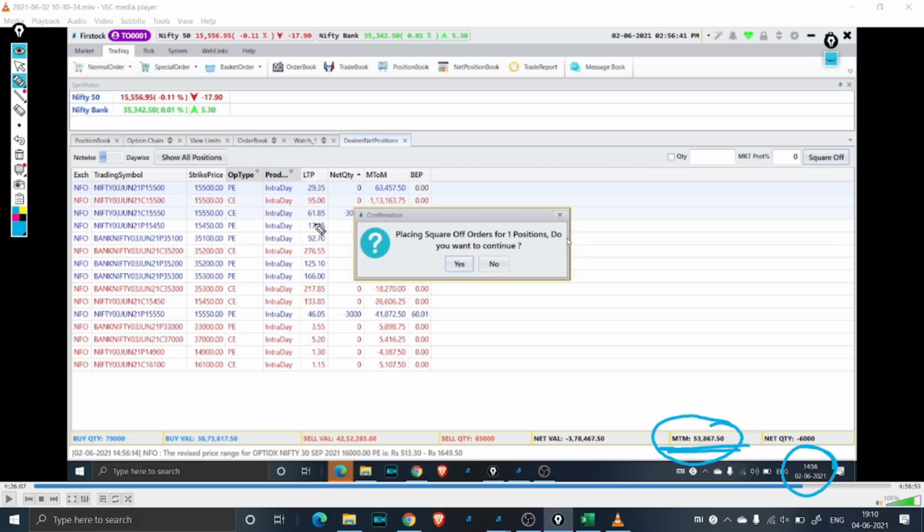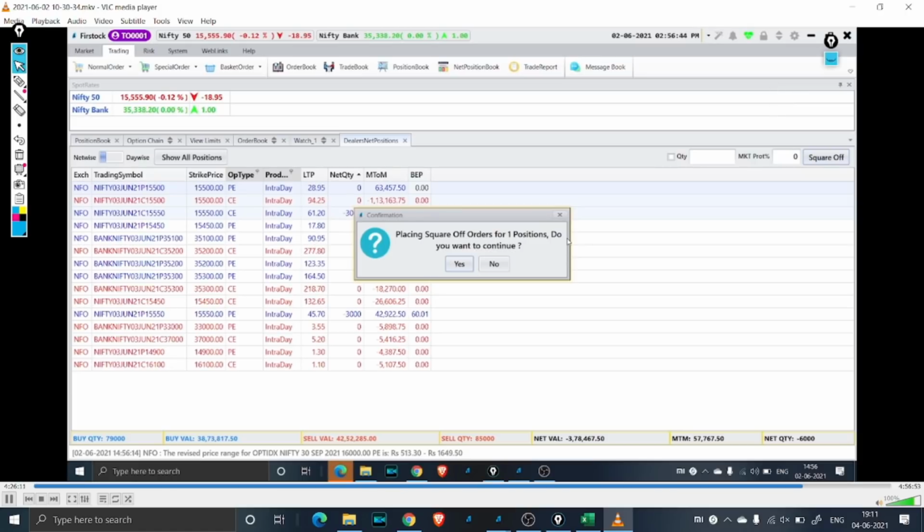What happened was, as it hit the stop loss, I just exited all the positions here. All positions were exited at a profit of around 50-60,000, and I re-entered these two positions. I re-entered the 15,550 PE, and I also re-entered the 15,550 CE. So I have done a short straddle in Nifty, and I have closed all the other positions. You can see that my M2M is just around 50,000. I have fallen all the way from 1,50,000 to 50,000, and I have exited all my positions and taken a new short straddle.